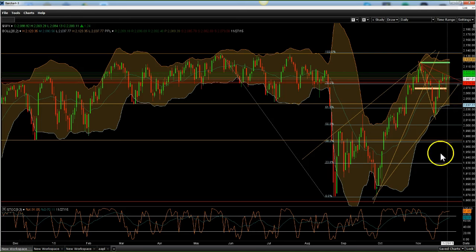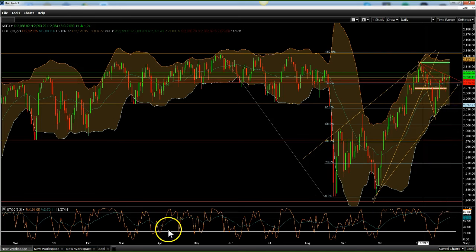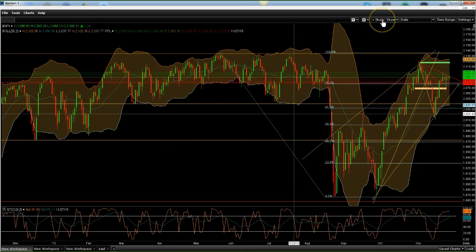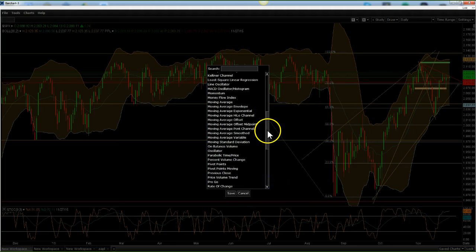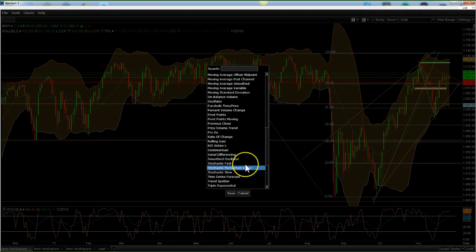So then you match it in with the lower end stochastics, you can put a ton of different indicators. I like to keep it simple. You can put the COT Financial Traders Report, you can line chart, you can do all kinds of Bollingers, of course, chalk and volatility, force index, historic volatility. There's a lot of it here. So it's all up to you what you want to put in there. I use the stochastics primarily because they serve me well.